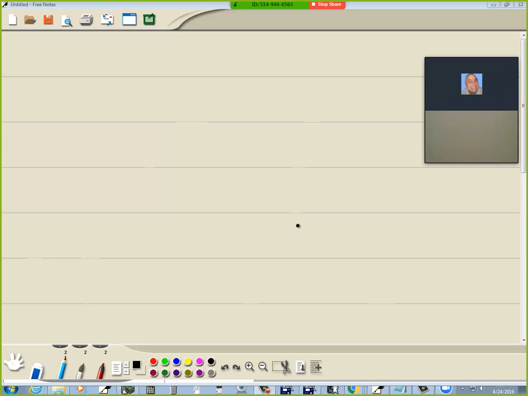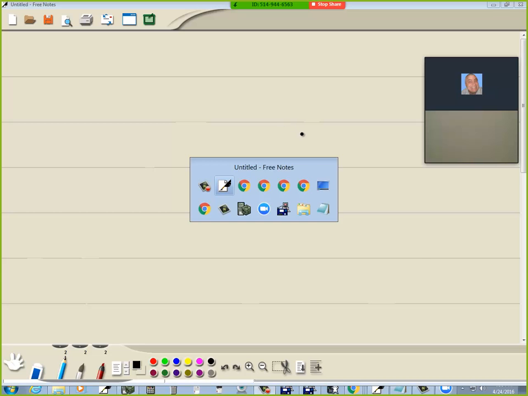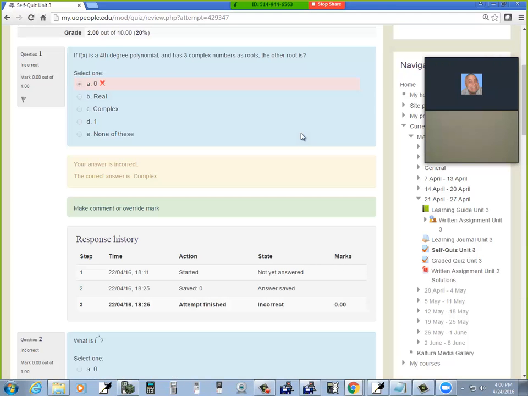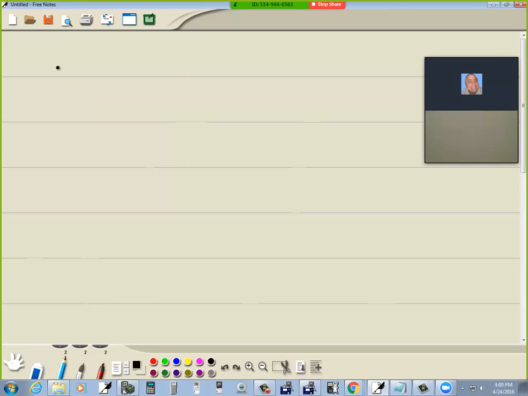You can. I'll do them both ways today. Now, first problem says if f of x is a fourth degree polynomial, so fourth degree.